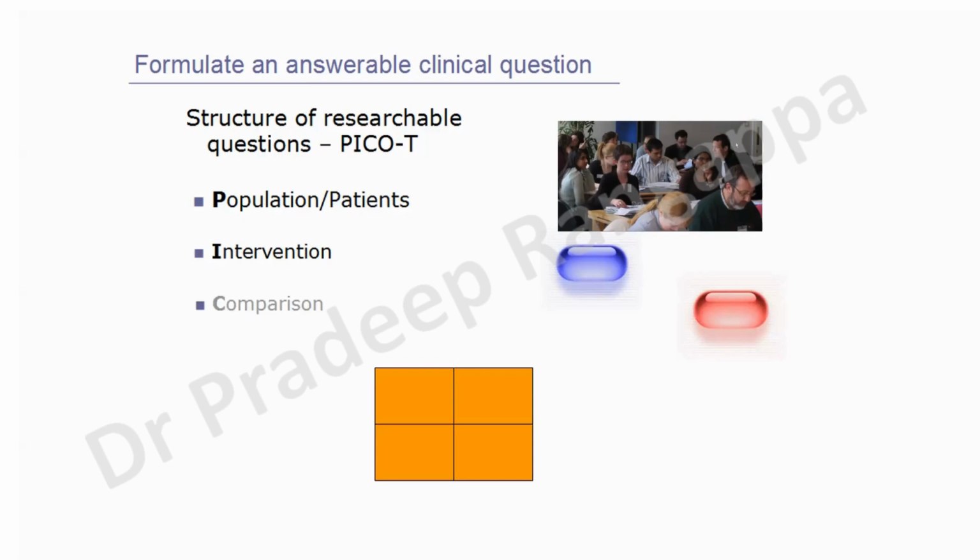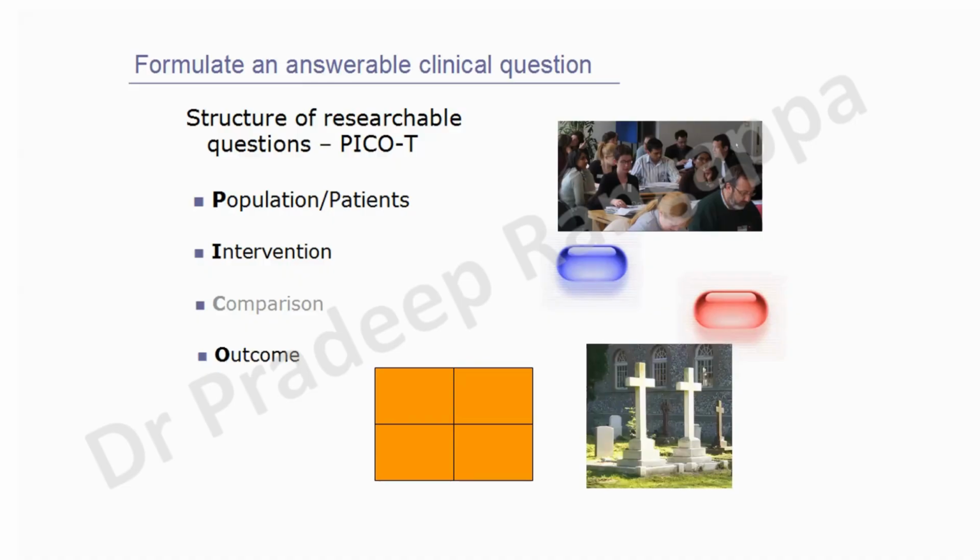And how about this population in comparison with the control group? The difference between the control group and the study group is what we look at as comparison, which C stands for, and O, of course, is outcome. So what has been the outcome following that intervention in a study group as compared to a control group? And T stands for time. So how long the study has been conducted.